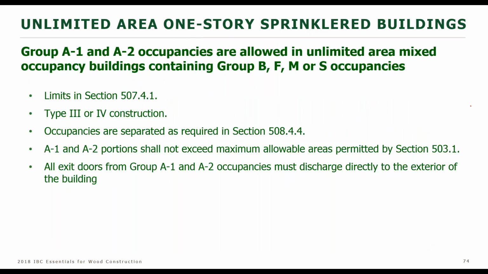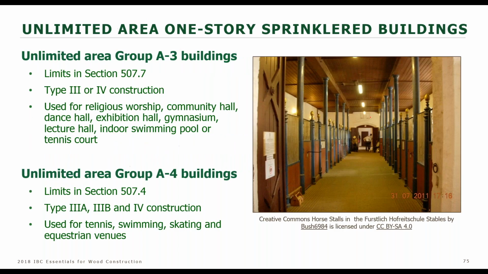You can even have A-1s and A-2 assembly occupancies in unlimited area buildings, but you've got to go to Section 507.4.1 to check the limits. There are some specific limits, and it is limited to Type 3 or 4 construction. Okay. How about A-3 assemblies? Even they can be unlimited in area. There are restrictions. Go to 507.1 for all of them.